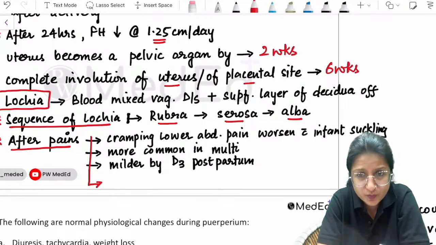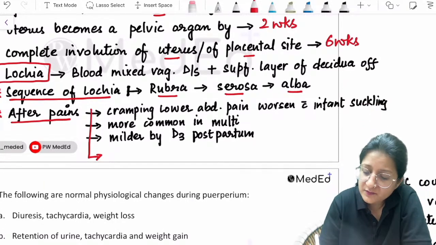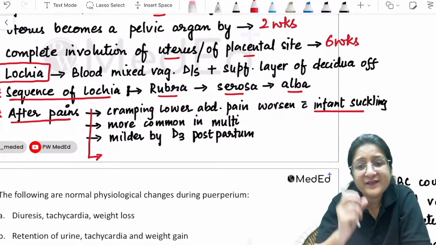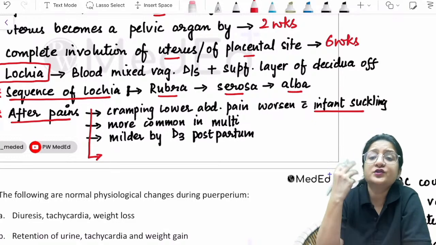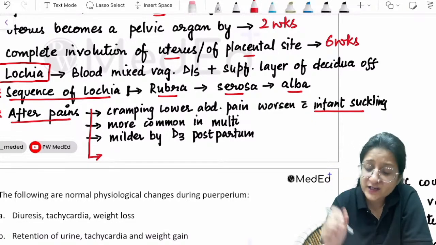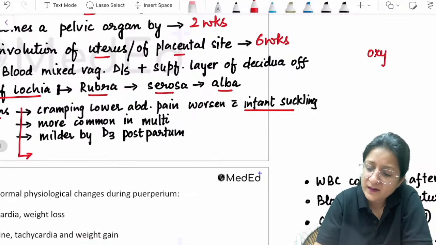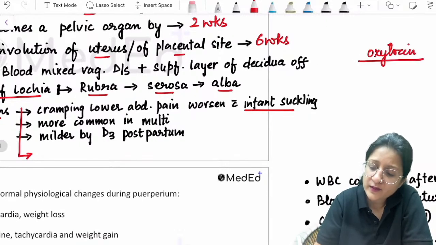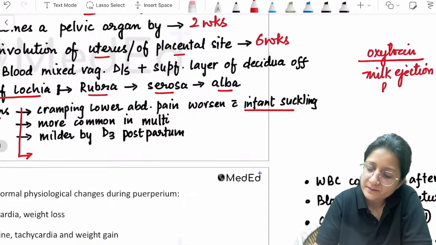Which hormone is responsible? Look at this, they worsen with infant suckling. When the infant suckles on the woman's breast, the oxytocin hormone is released. Oxytocin is also the milk ejection hormone. Remember, oxytocin is the milk ejection hormone as well.